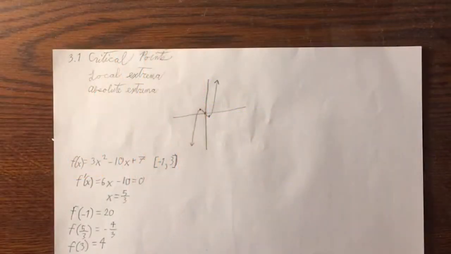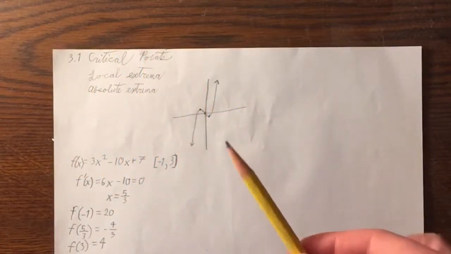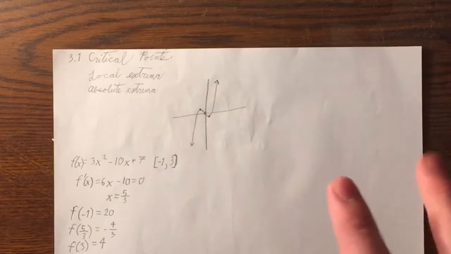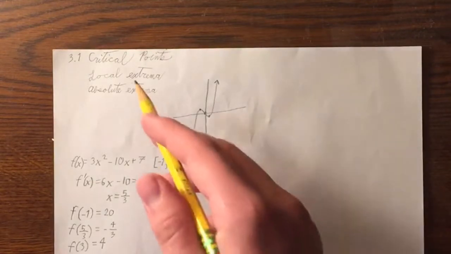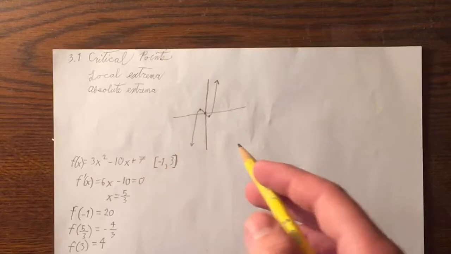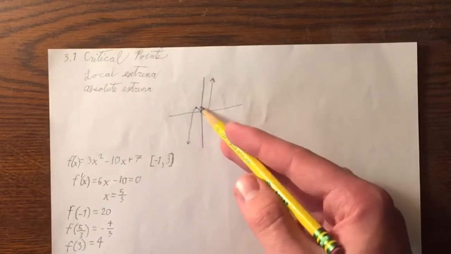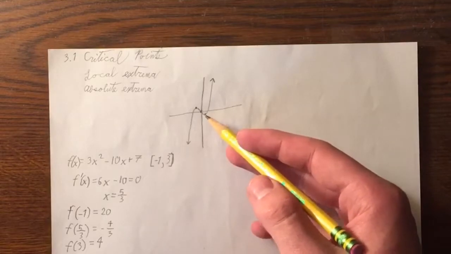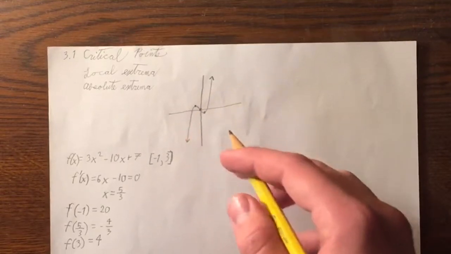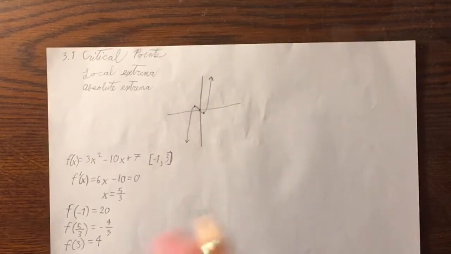So I'm going to be talking about critical points. There are two main types of critical points: local extrema and absolute extrema. The difference between the two is, if you'll notice, here and here are two points where the graph roughly changes direction and starts moving. It reverses direction on the y-axis. So those are local extrema.